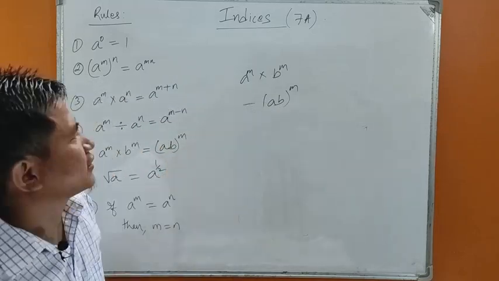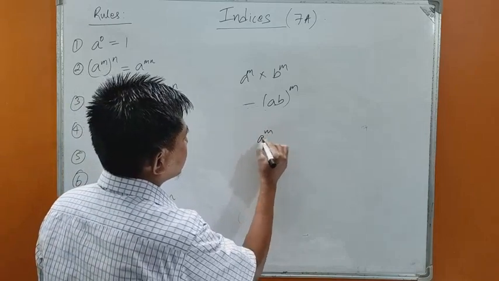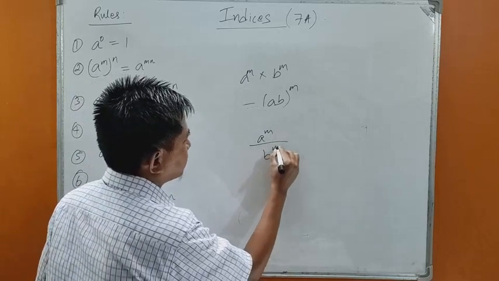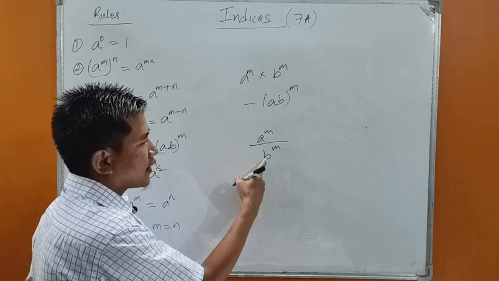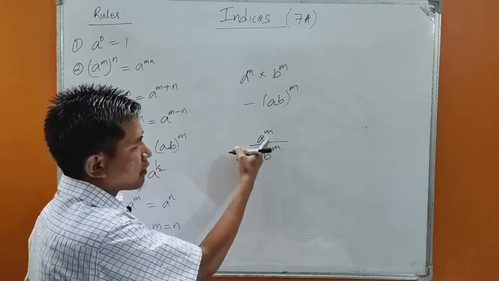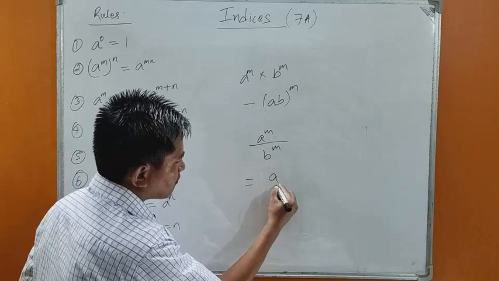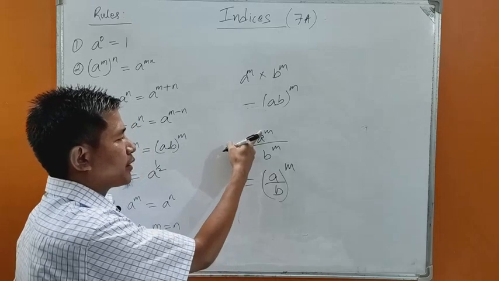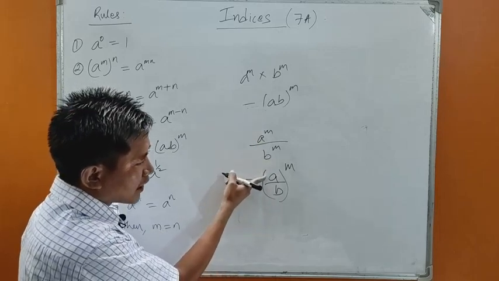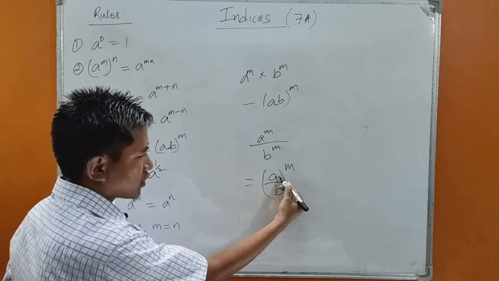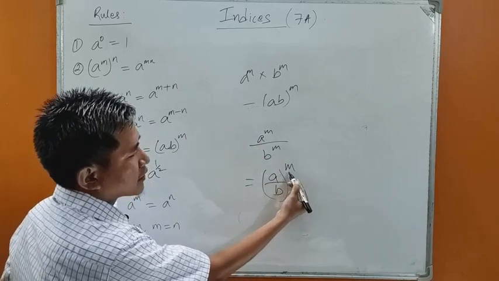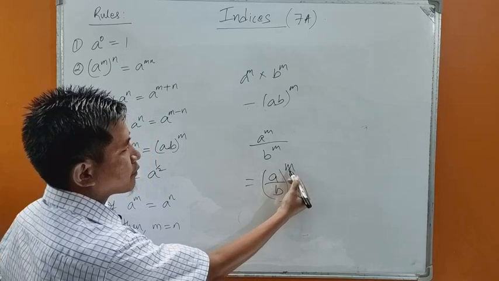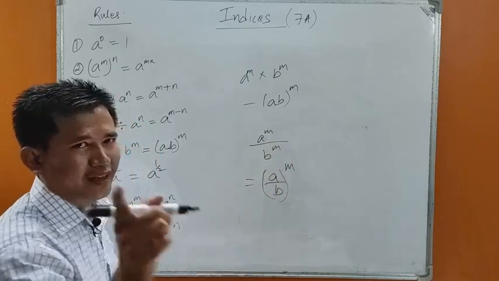The similar thing we sometimes do like this also. a to the power m whole upon b to the power m. Here we have the same power, isn't it? So this can be written as a upon b whole to the power m. Now since both a and b are within the bracket and the power is outside the bracket, that means this power m applies to both a and b. So a to the power m and b to the power m. I hope you got me.